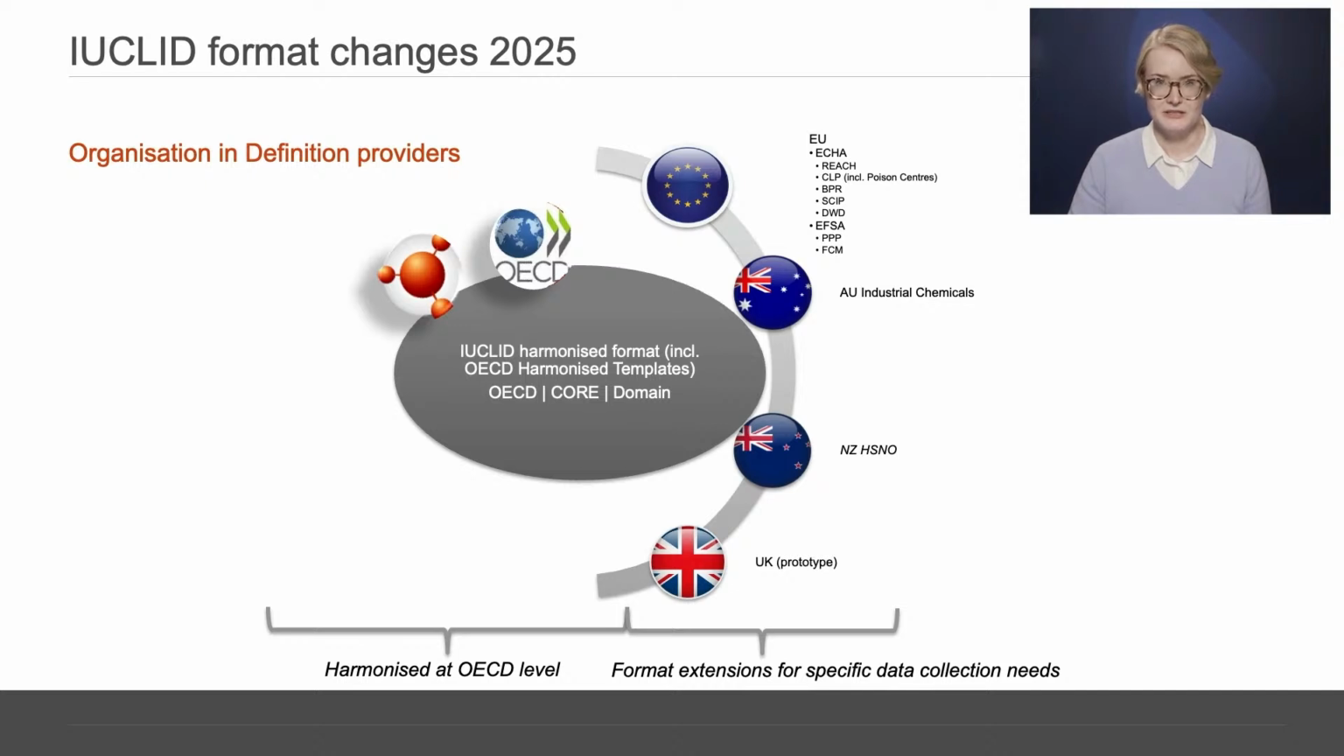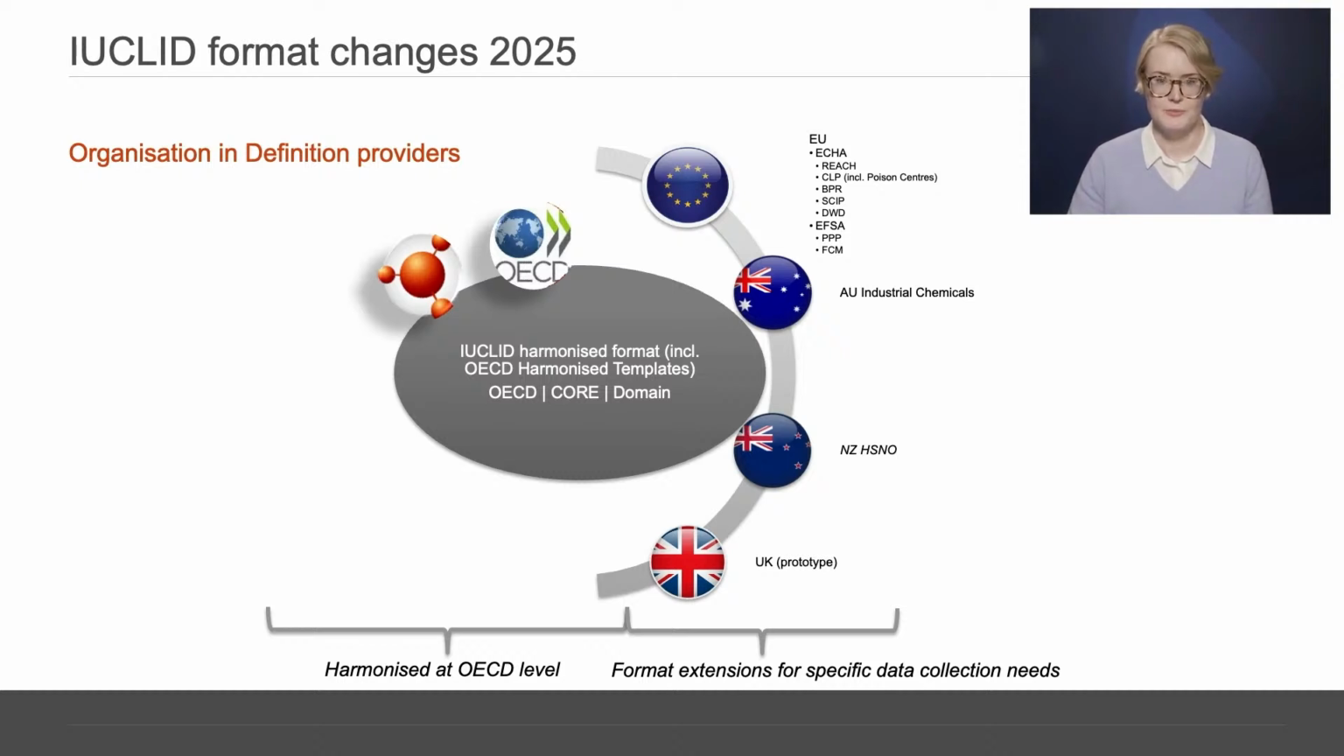And on this image here, you can see that the EUCLID format can be divided into two parts. On the left side, we have the part of the EUCLID format that is harmonized at the OECD level. And these are documents that can be used to prepare submissions across different jurisdictions in the OECD. And changes to these documents need to be agreed at the level of the OECD.